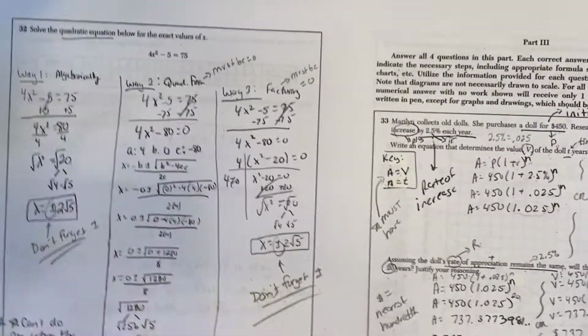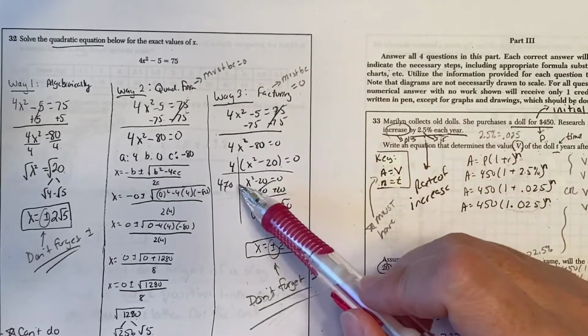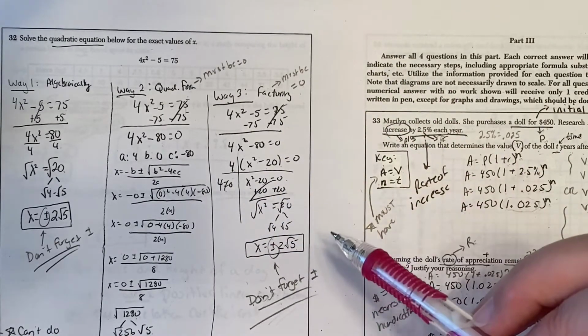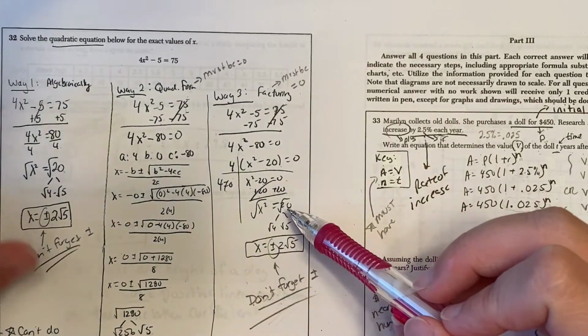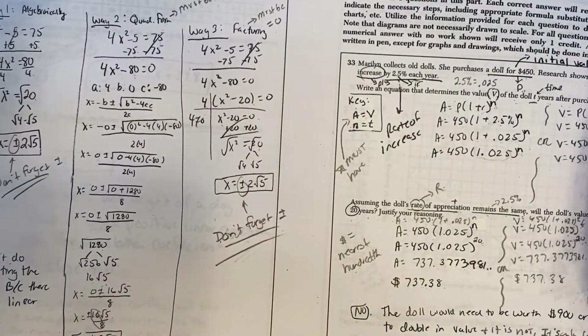And then the last way, number 3, factoring. Again, you want to make it equal to 0. So move over your constant, take out the 4 GCF, and you have x squared minus 20 equals 0. Add 20 to both sides, simplify this radical, and again, don't forget the plus or minus. That is really the most important thing.